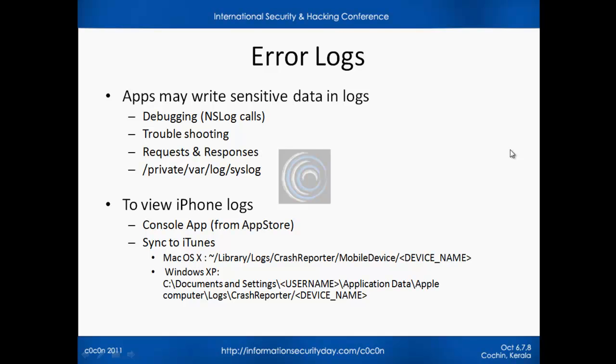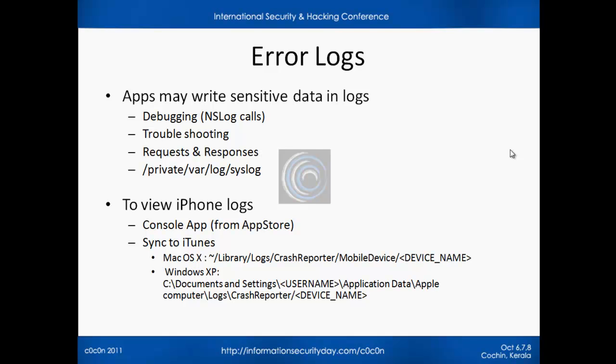Error logs. Many developers use logging functions like NSLog for debugging and troubleshooting purposes. An application may store sensitive information like usernames and passwords, request response sequences, and detailed error messages in the logs. So while pen testing, look into logs for sensitive information. These logs get stored in the syslog file, which is located under the private var log directory. To view the logs, you can download and install an App Store application called Console.